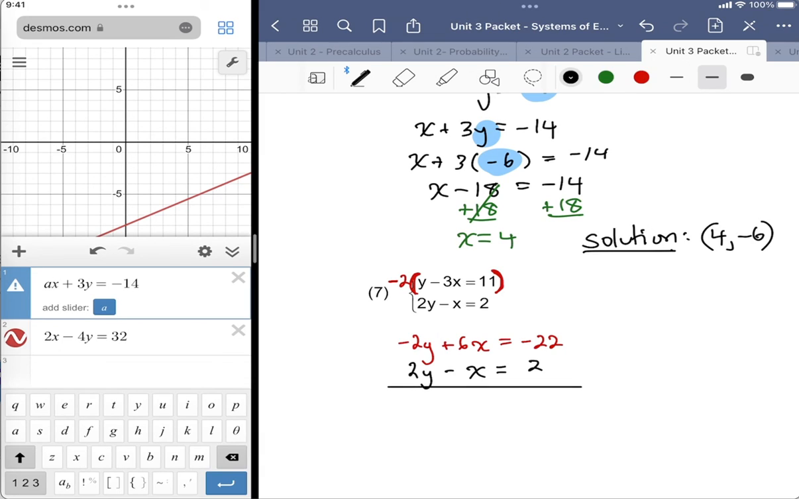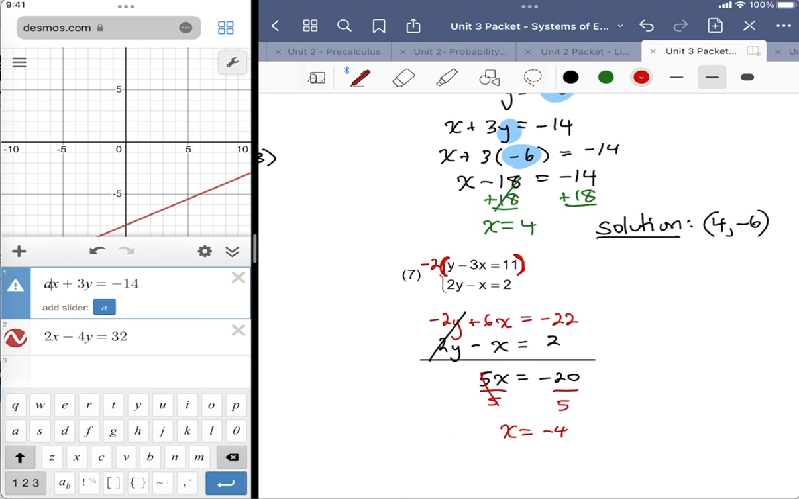Now, I'm almost done with the problem, folks. You can just hang on for a sec. So 0 is what you get here. So 5x would be equal to -20. Divide both sides by 5. And you get x is equal to -4.